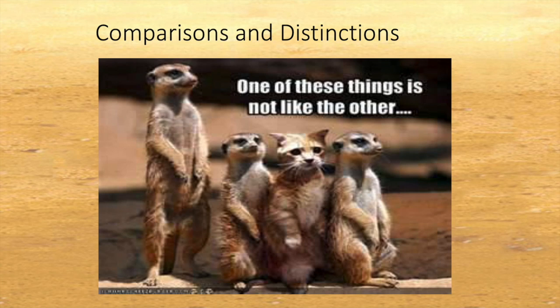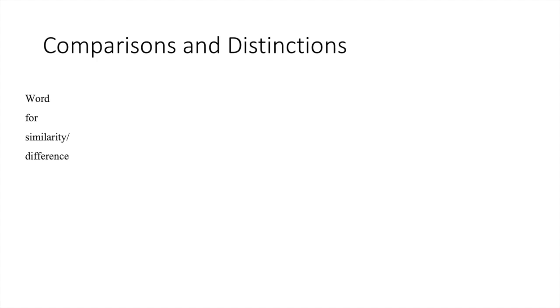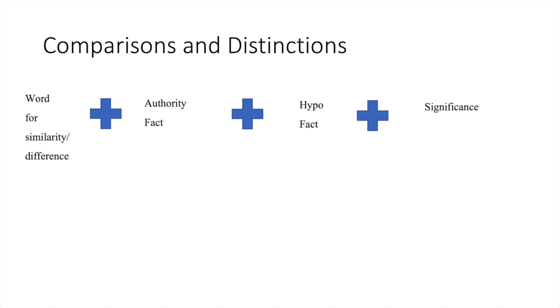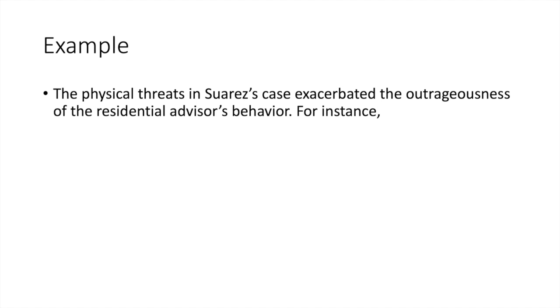So, what are the ingredients of a good comparison and distinction, or comparison or distinction? First, you've got a word indicating similarity or difference. You add that to an authority fact, a fact from an authority case. You add that to a fact from your hypothetical case, from your client's case. You add that to some significance, and then bam, you have it. The formula for a good comparison or distinction, assuming that it all really adds up. All right, so what does that actually look like in writing?